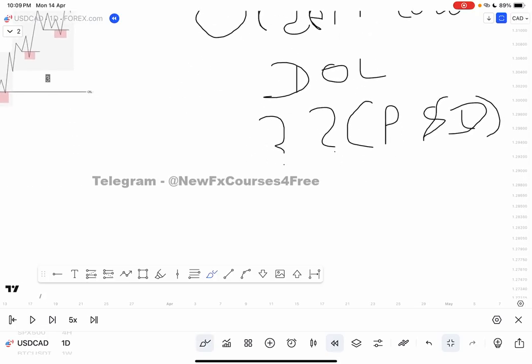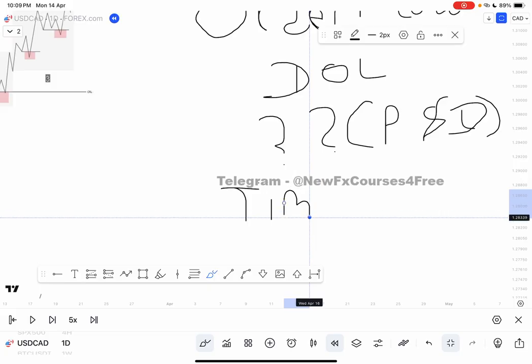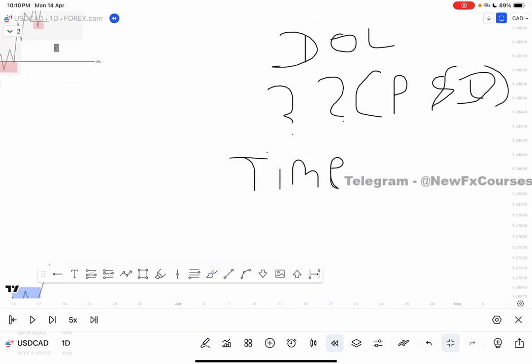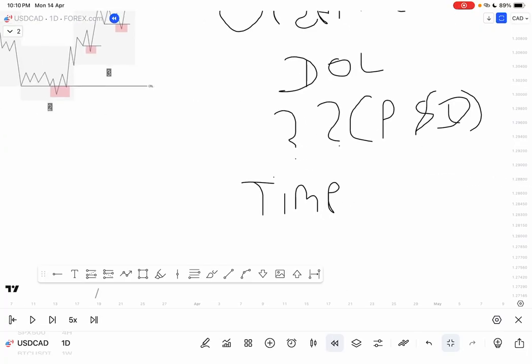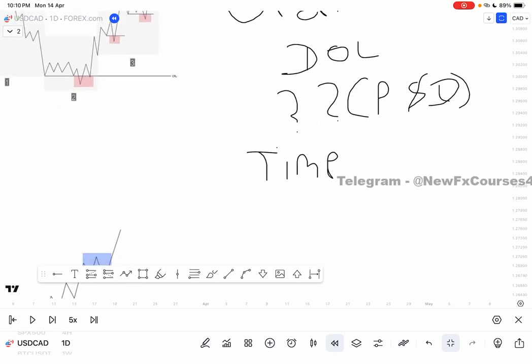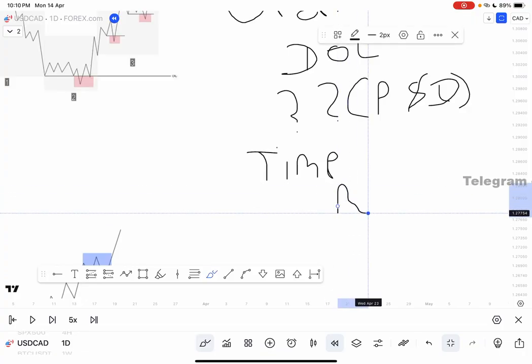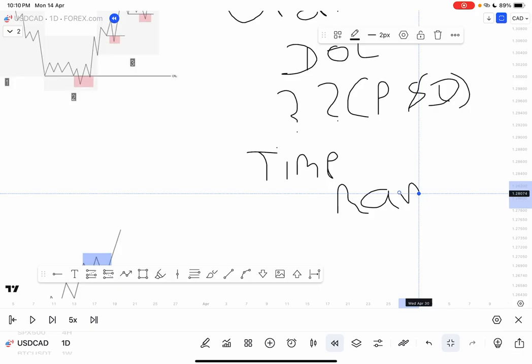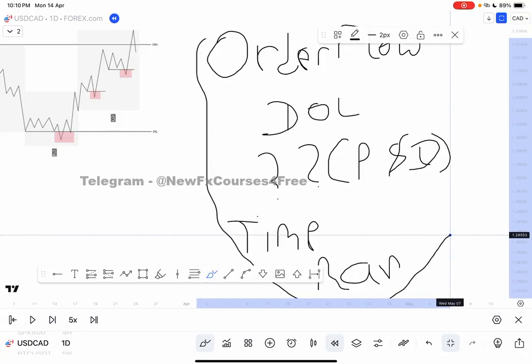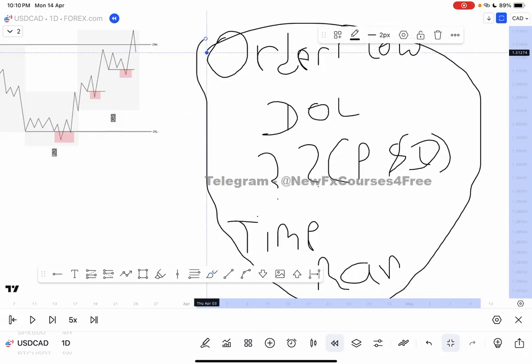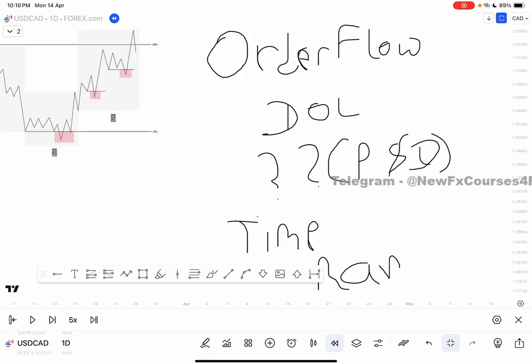Then what's the time? When I talk about time, I don't just mean just one. Combining your time of the month, time of the year, time of the day, then special time segments of the day. We haven't actually talked about all those, but we'll come to that. And the narrative. Combining all these together gives you a high probability trade setup. And also, what's the market profile?